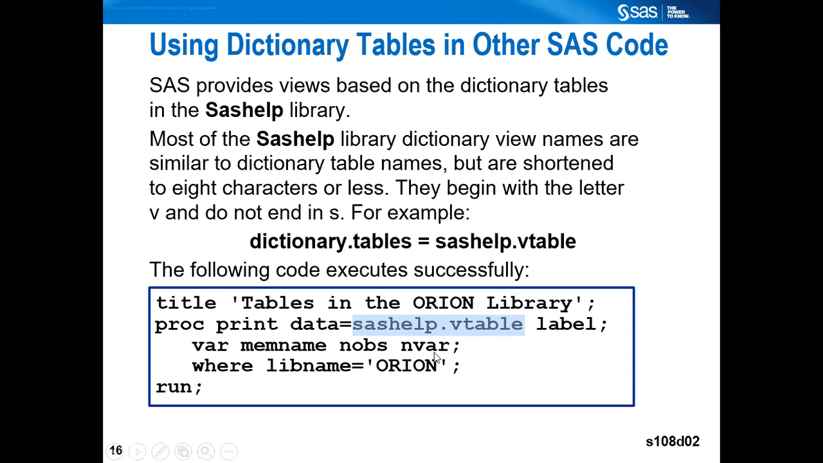select memname, nobs, and nvar, where libname is Orion. So from the Orion library, you are creating a report for tables, and for all those tables you are selecting their names, number of rows in those tables, and number of columns in those tables. Correct? So if you execute this proc print, you will get the output.